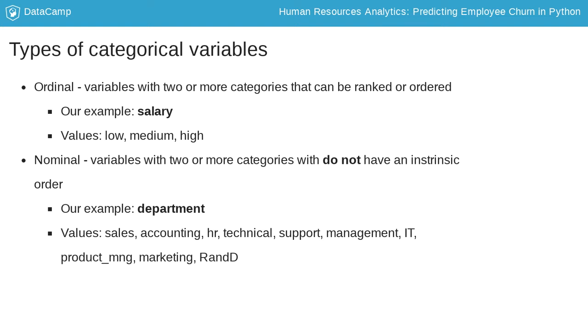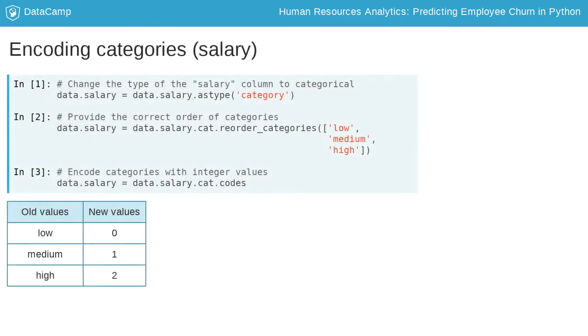Based on what type of categorical variable you have, there are different methods for transforming them. For the case of ordinal variables, we can encode categories by converting each of them into respective numeric value. There are 3 steps to accomplish this task in Python. First, we have to tell Python that the column salary is actually categorical. This is done by using a method called asType, which is providing the type of the variable.